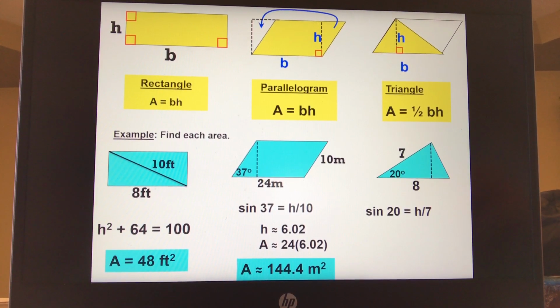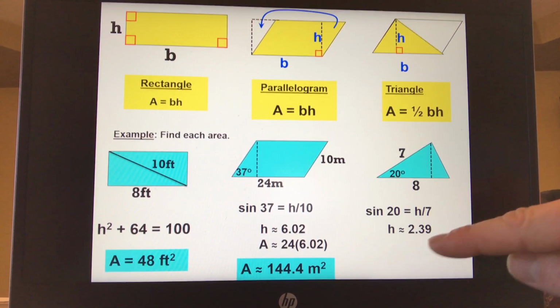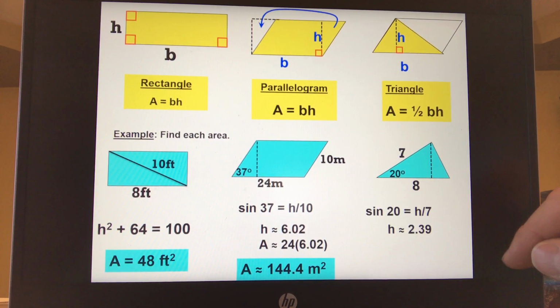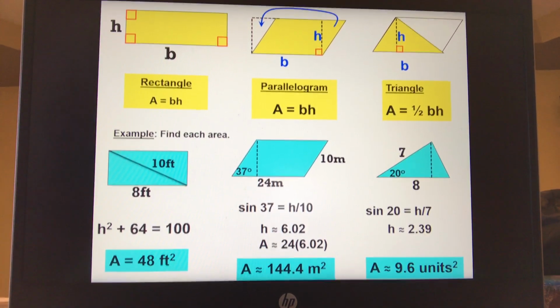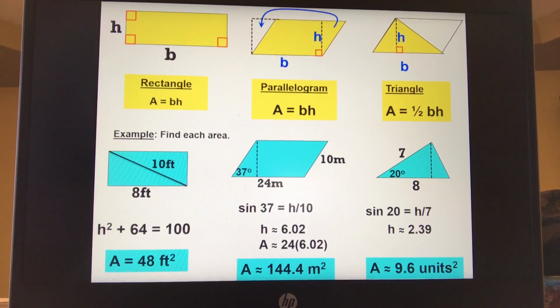Sine of 20 times 7, bingo, I get a height, which I'm showing is 2.39, but I would keep all these decimals in my calculator. Keep that number in my calculator and hit times 8. And then, most important thing, do not forget to divide by 2. You're going to end up with double the answer every time, which is not going to work. If you got 18 on your paper or 19 on your paper, you forgot to divide it by 2. It should be around 9.6 units.